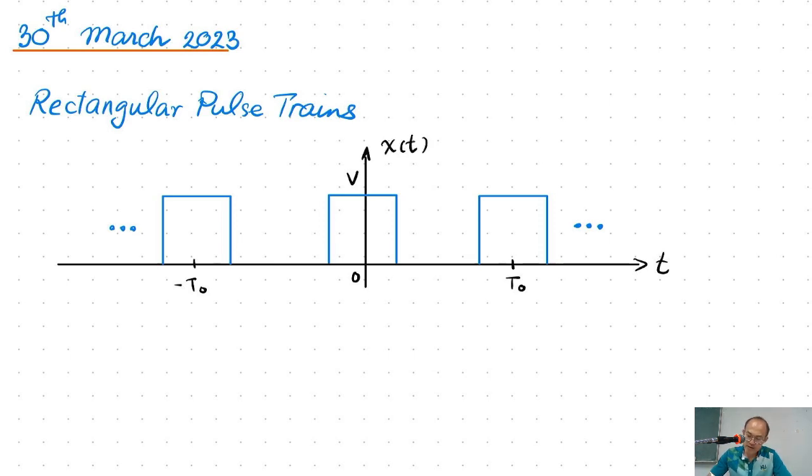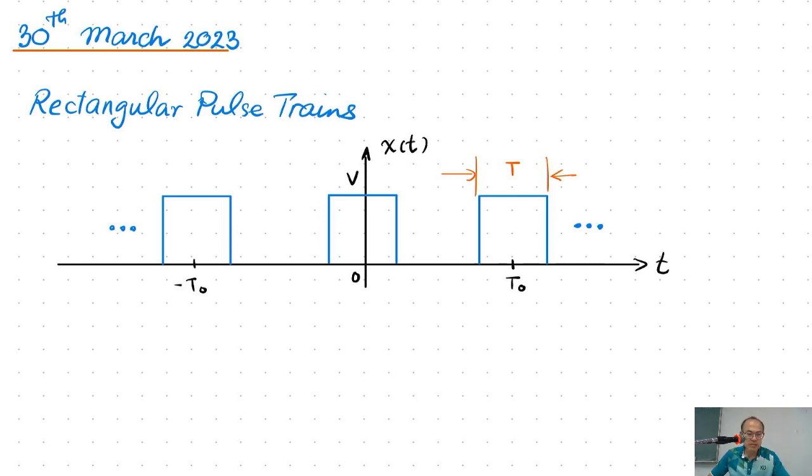All right, the width of each pulse is just T. The width is not T0. You have to differentiate between T and T0. T0 is the period, whereas T is the width of each pulse.